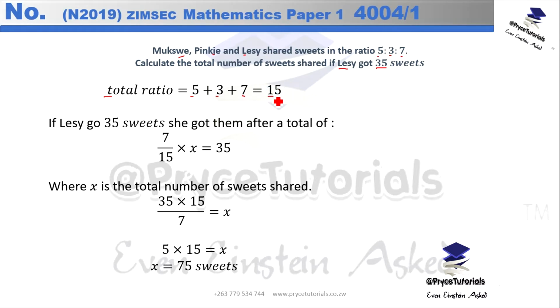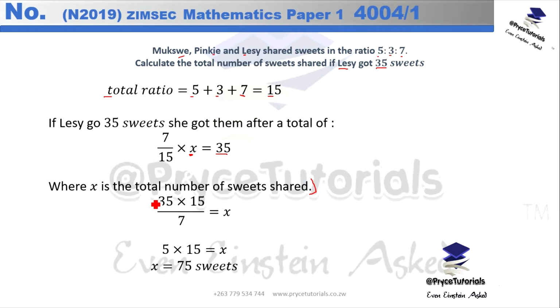So now, you notice that if Lesy is going to get 35 sweets, she got them from a total of 7 over 15. So 7, her share, divided by the total ratio of all the shares, multiplied by some number of sweets here. This x here is some number of sweets which we don't know. So that we get 35, the number of sweets that she got. So, where x is the total number of sweets.